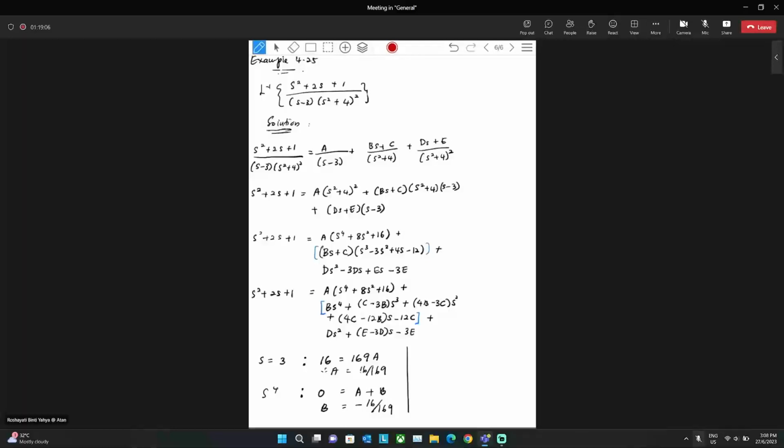For S to the power of 3, left hand side 0, right hand side C minus 3B. So C becomes your C, B is negative, right? So C equals negative 48 over 169.